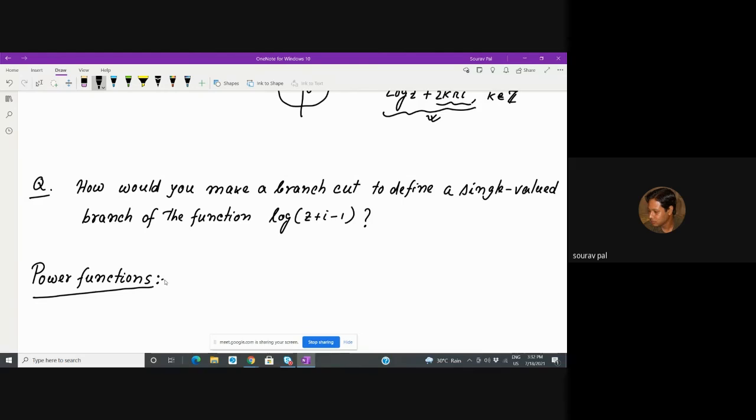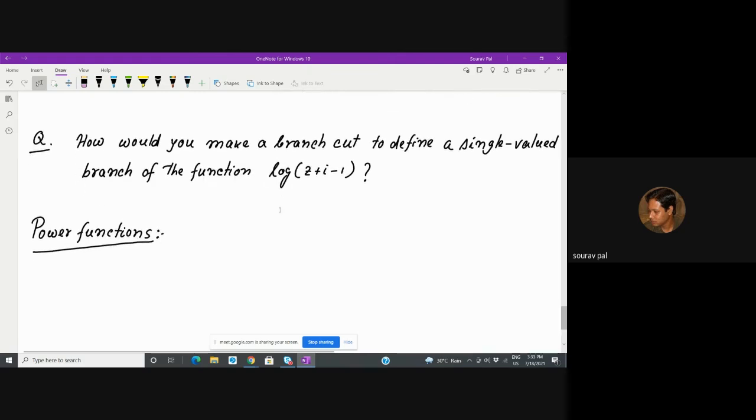What is a branch of a multi-valued function? A branch of a multi-valued function is a single-valued function which is analytic, and you choose the domain accordingly and maximize it. What is the maximal region or domain where you can have an analytic branch of the multi-valued function? Anyway, the next speaker will definitely talk about this. He will define differentiability and analyticity, and he will talk about analyticity of branches of logarithm.